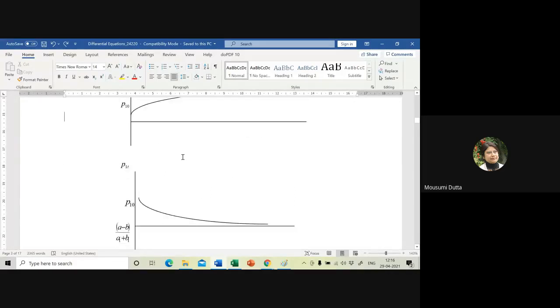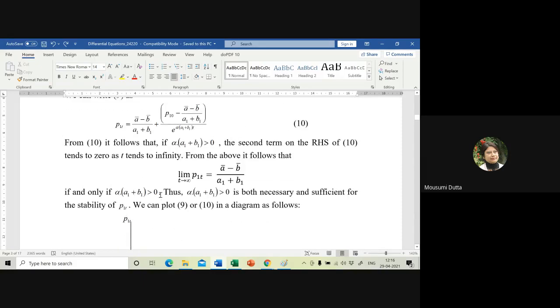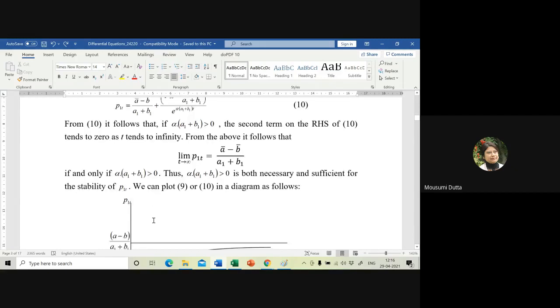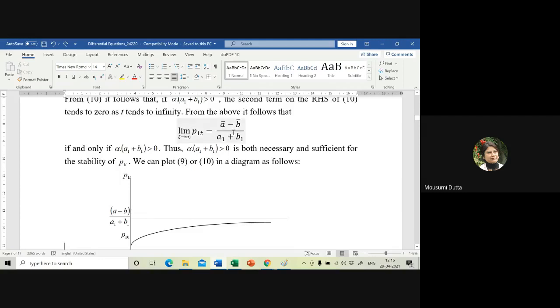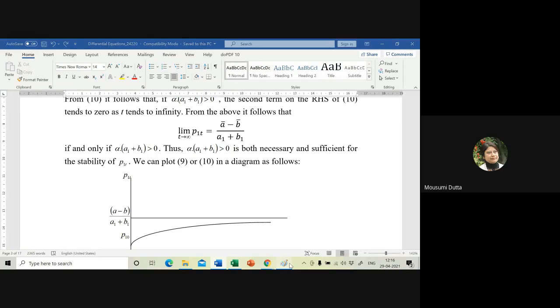Here, please look at the matter. We should not consider a step function. Here, the curves are continuous in nature, because we are considering the price, which is differentiable and continuous with respect to time. So you will not get the step function. Your time is a continuous variable here. So you will get this kind of time path when alpha into A1 plus B1 is positive. Otherwise, starting from this position, or from this position, you will diverge.